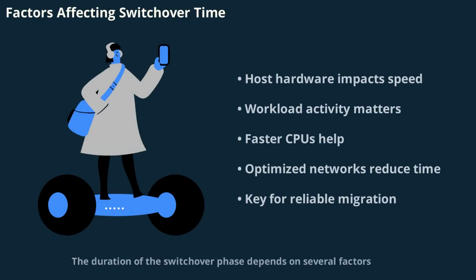The duration of the switchover phase depends on several factors, including the hardware of the ESXi hosts and the workload running on the VM. Faster CPUs, more memory bandwidth, and optimized network configurations can all reduce switchover time. Dynamic workloads that modify memory rapidly may increase the time needed for the final transfer. Understanding these factors helps administrators optimize their environments for faster and more reliable migrations.